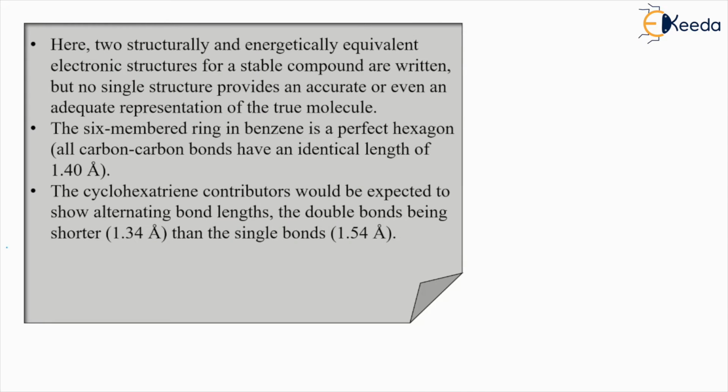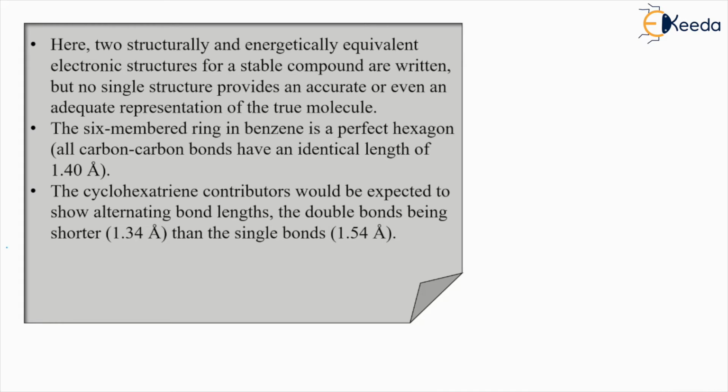Here, two structurally and energetically equivalent electronic structures for a stable compound are written, but no single structure provides an accurate or even an adequate representation of the true molecule. The six-membered ring in benzene is a perfect hexagon. All carbon-carbon bonds have an identical length of 1.4 angstrom.